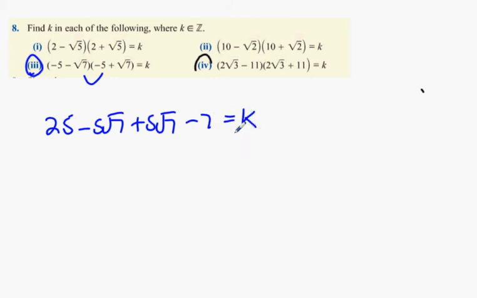Sorry? In the middle? That's a minus 7. Sorry, what was the question? I don't understand. No, because minus 5 gets multiplied by root 7 to become minus 5 root 7.